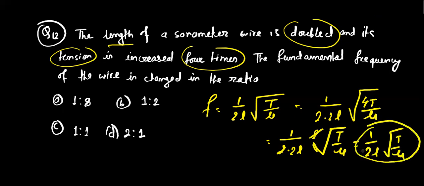So the value of frequency remains same, which means that if we want to express these two values in the ratio, that will give us 1:1. So our option C is the correct option.